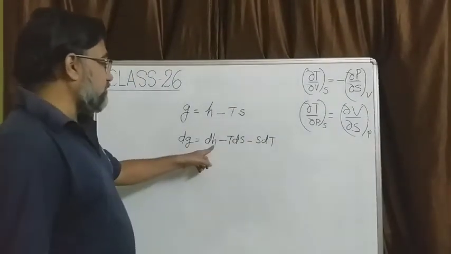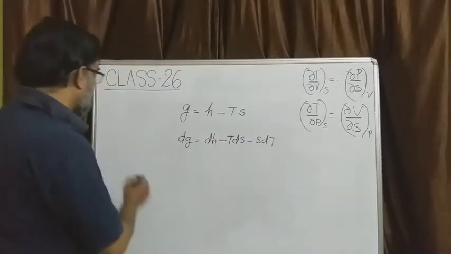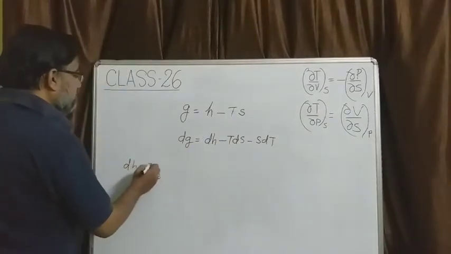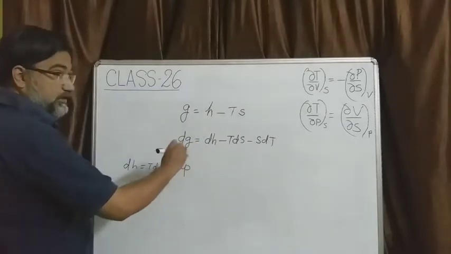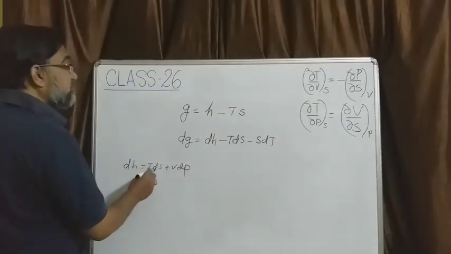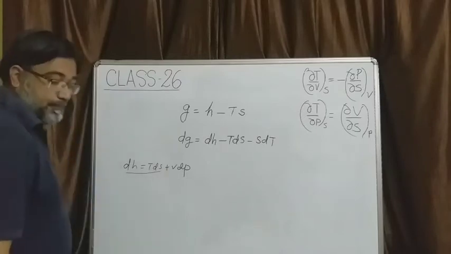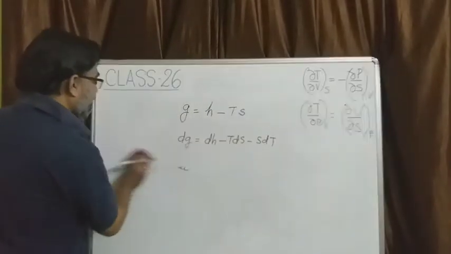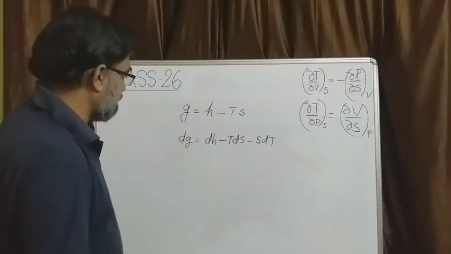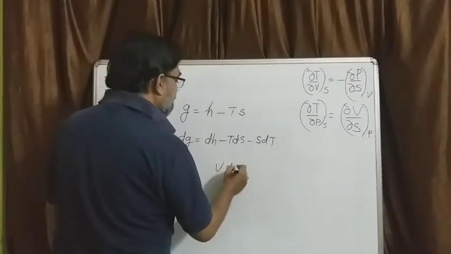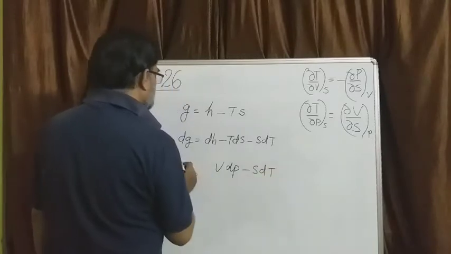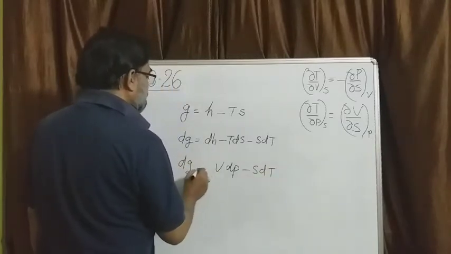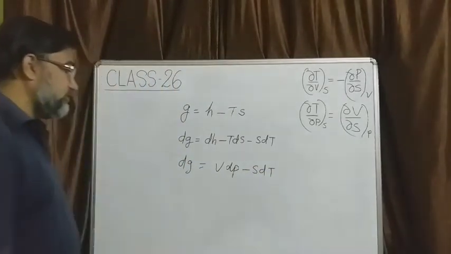In the previous equation, for enthalpy, we had dh equal to Tds plus vdp. So dh minus Tds is how much? vdp. So dg is vdp minus sdT.